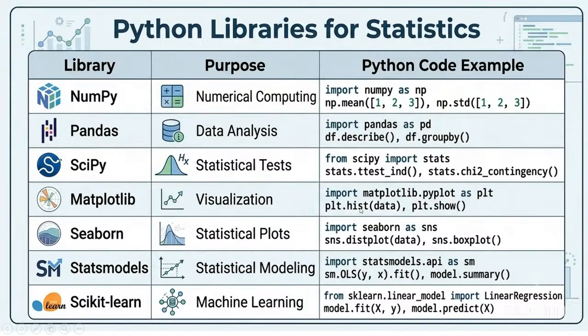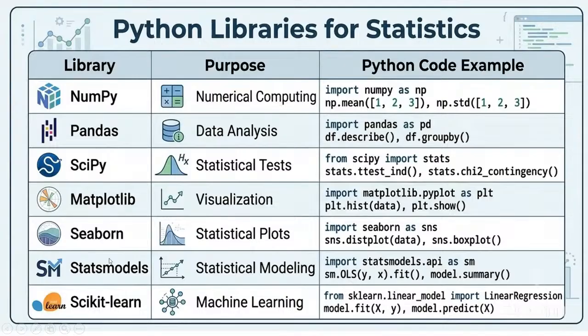matplotlib.pyplot as plt. And if we want to create the histogram of that plot, we will write plt.hist, and in the parentheses the data. Data will be the variable where we have uploaded the data set, and plt.show shows the result of that figure. And the Seaborn library is also used to create some statistical plots, and we will use that library by using import seaborn as sns. So we can create a distribution plot using Seaborn, or a box plot we can create using Seaborn.